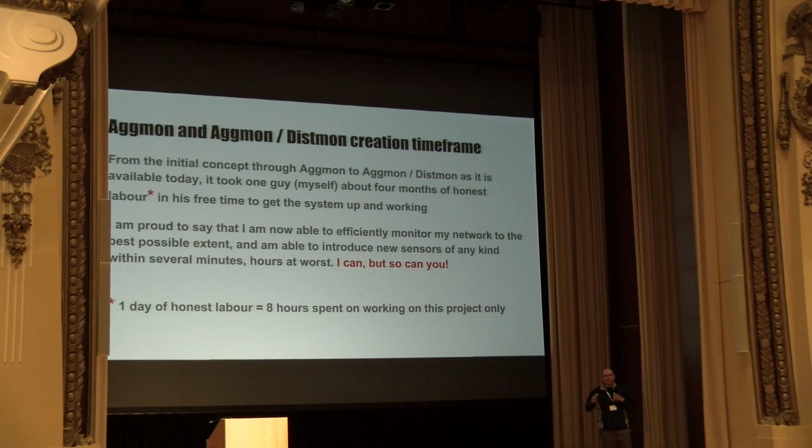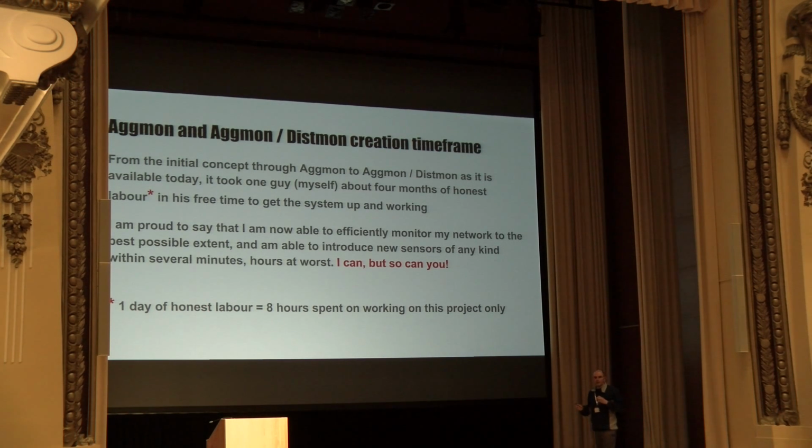So maybe, how long did it take me to get from the initial idea of the one Agmon system to a distributed idea of Distmon and Agmon system and to the point where I am now? Well, it took me about 4 months, and I'm just one guy, 4 months of honest labor in my free time, and by honest labor I mean 8 hours of doing just this project. So it totaled to about 1.5 years, about 4 months in total.